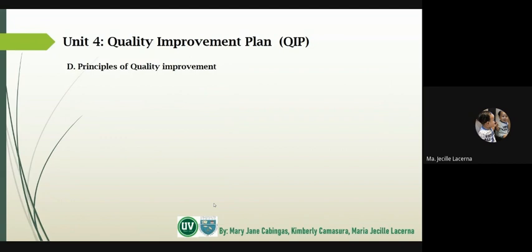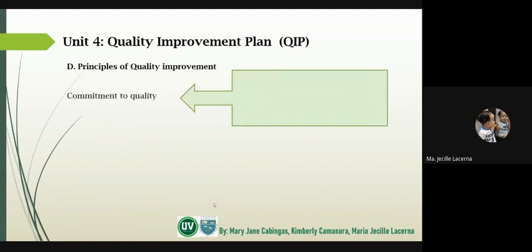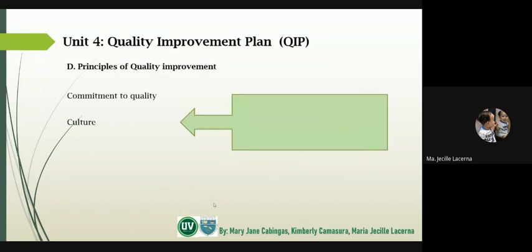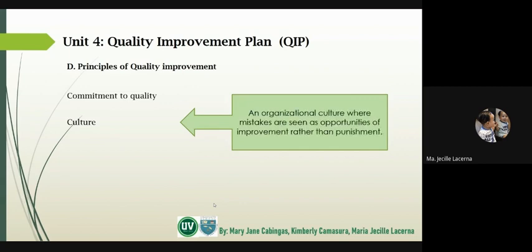So we have the commitment to quality, wherein everyone in the organization needs to be committed to providing quality services and continually improving the quality of services. It is difficult for an organization to be united without a plan, so that is where we start with our plan, with just one goal. Another principle is the culture: an organizational culture where mistakes are seen as opportunities for improvement rather than punishment.